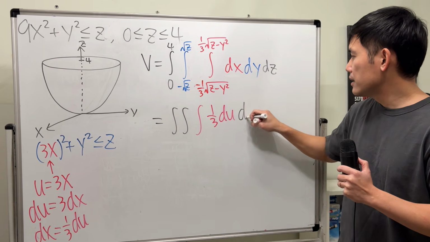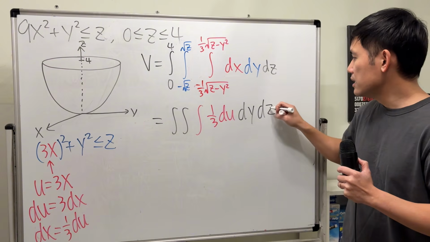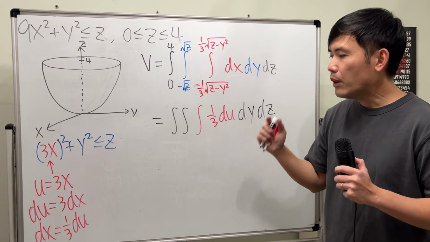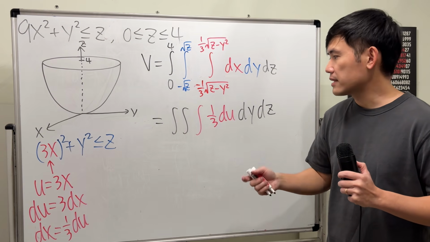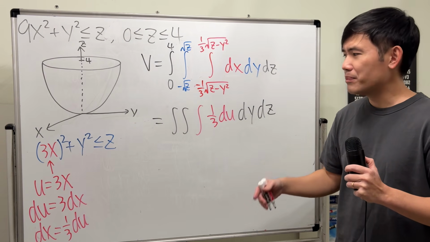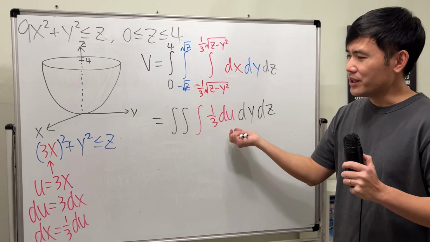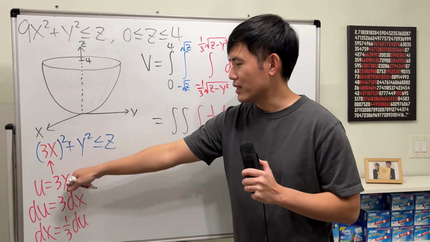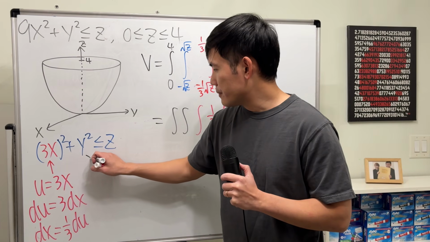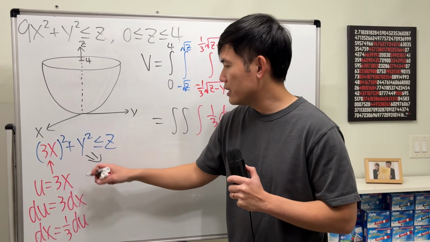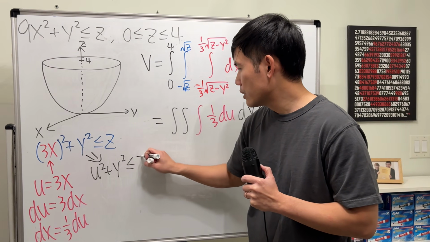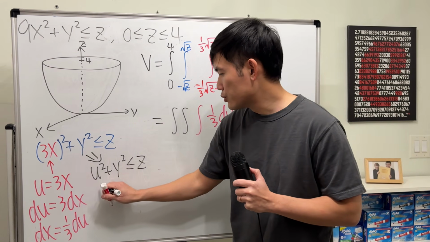And then dy dz. I'm not going to figure out these right here because that's not the main part. I would need to do the polar coordinates next for u and y. It's just like the x and y, but we are using u in here because of the 3x. So, ladies and gentlemen, this inequality will give us u squared plus y squared is less than or equal to z, and I will just do the usual business.